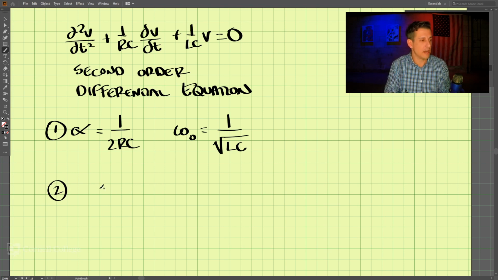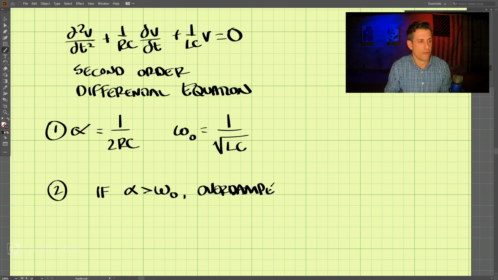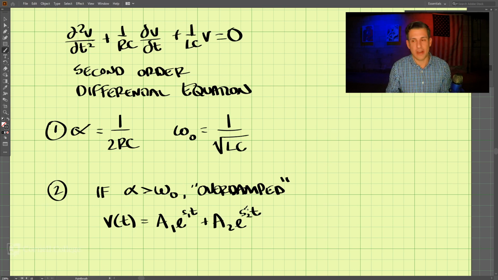So we have, if alpha is greater than omega naught, then we have an overdamped case. Overdamped. So the solution for the voltage V of t is equal to A1 e to the S1 times t plus A2 e to the S2 times t. So what are S1 and S2?